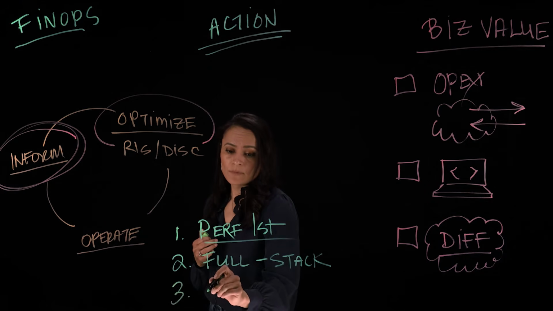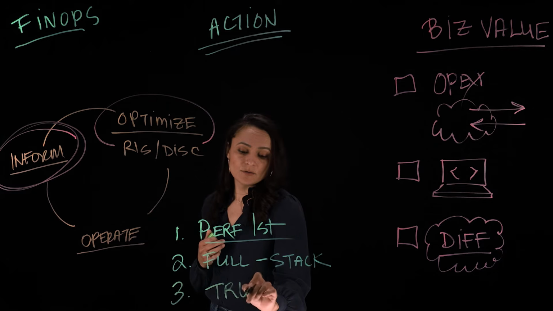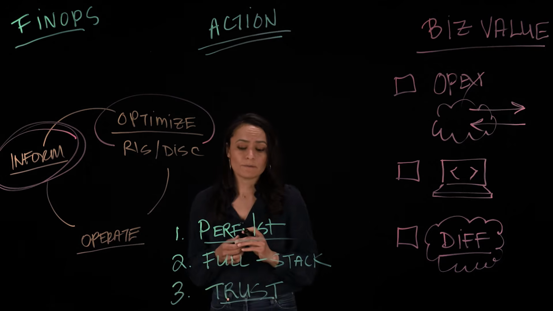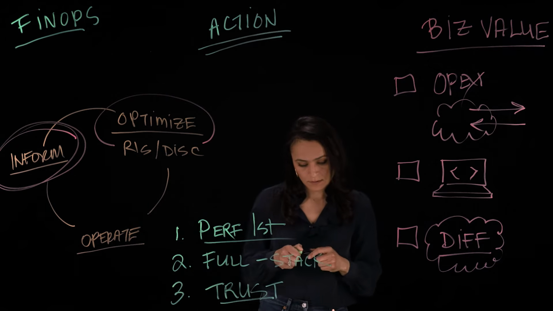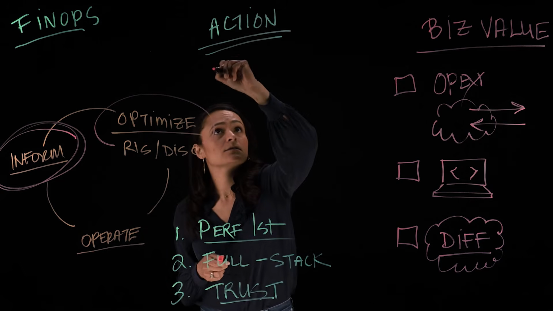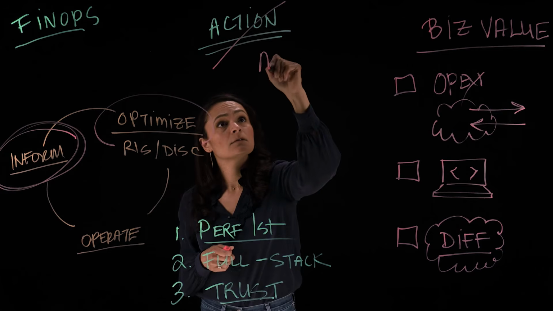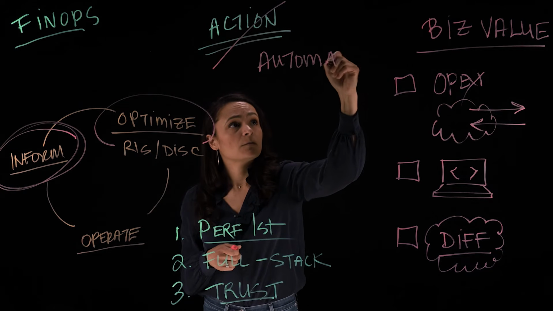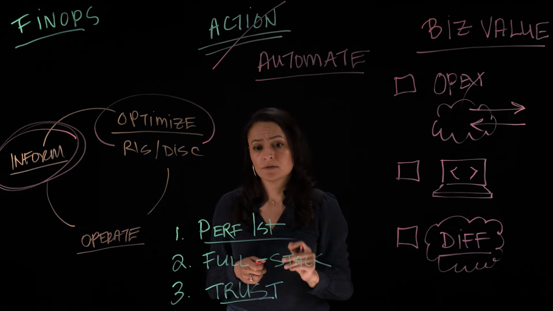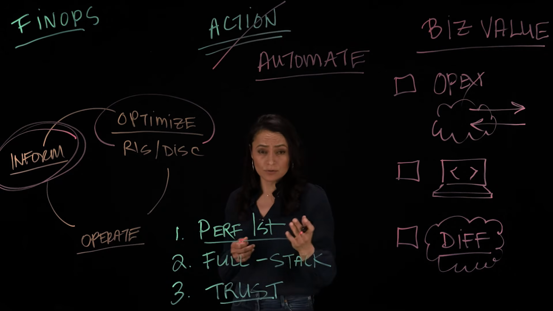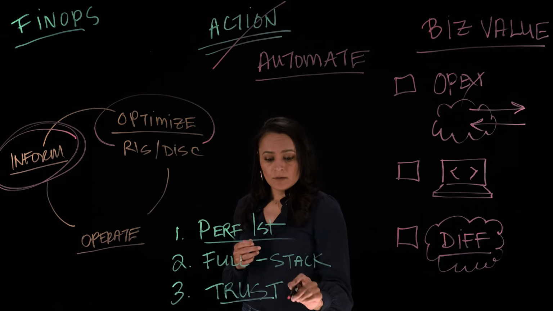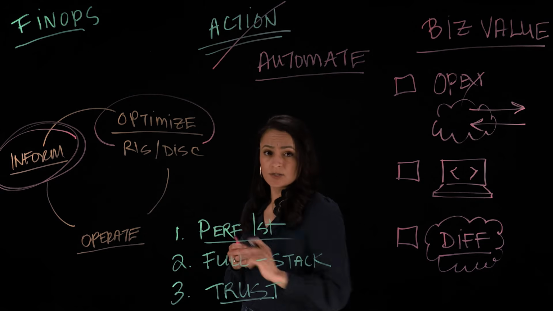Number 3, you have to operationalize the platform. And that comes down to trust. Because ultimately, what we're talking about is not action. It's about automation. Engineers, developers, application owners, we all need to feel comfortable automating in the cloud. We all need to trust that the optimization has it right.